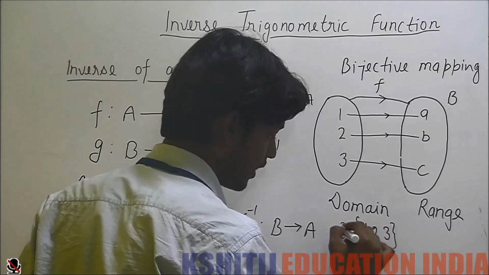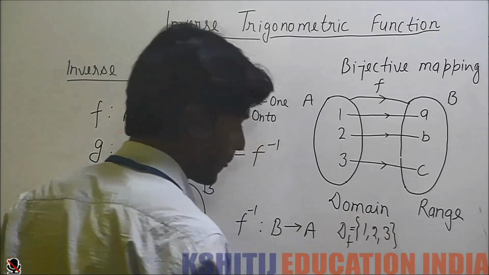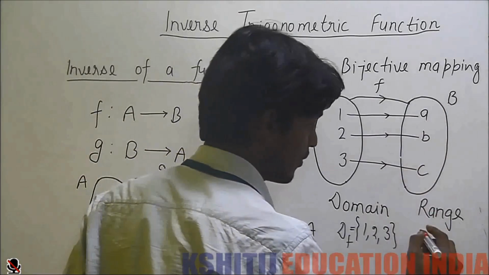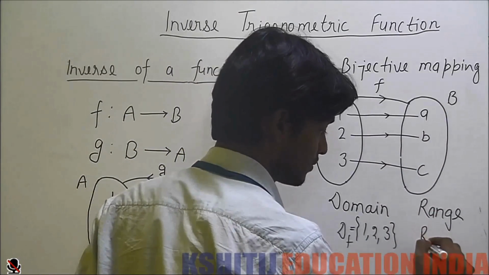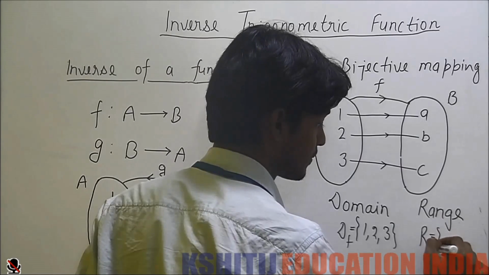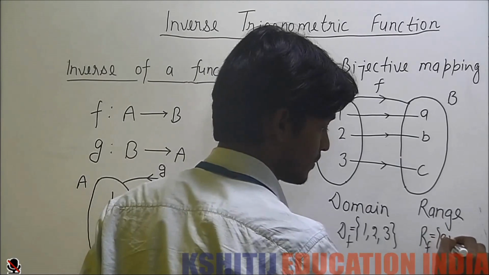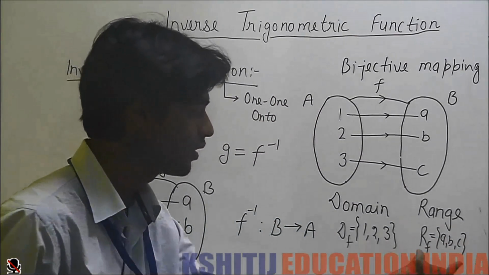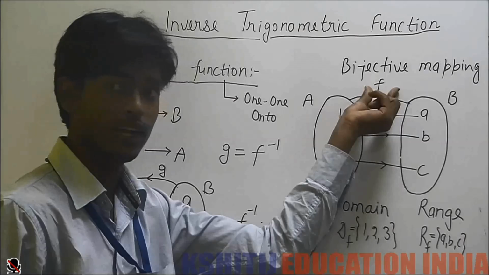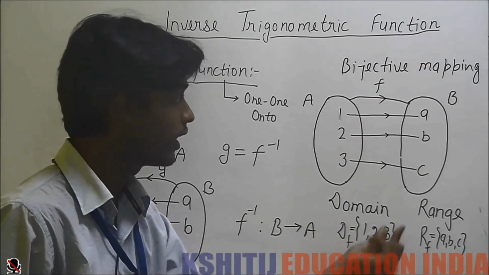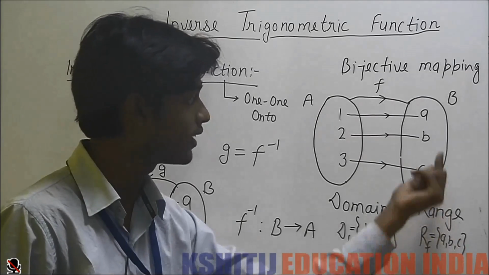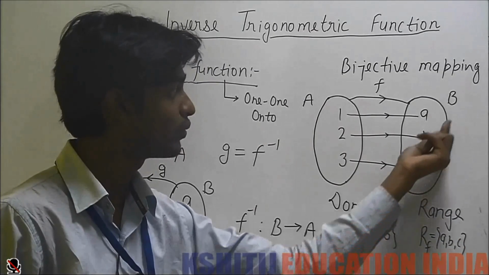Okay, that is the domain of the function f. And now here the range of the given function f will be... okay, is it clear? The function f has the domain 1, 2, 3 and the range a, b, c. Okay, that is the elements of the set B.